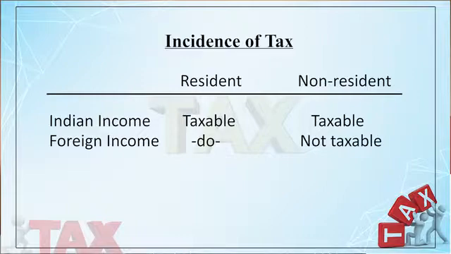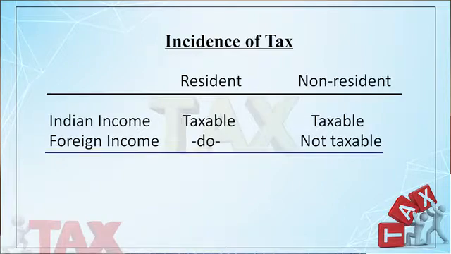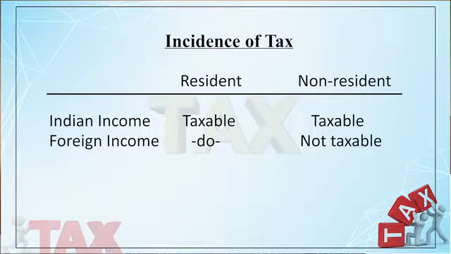From the table, it is clear that Indian income is taxable both in the hands of the resident and non-resident, but foreign income is taxable only in the hands of the resident. From the table, you can see we have two statuses, resident in India and non-resident in India, and two types of income, Indian income and foreign income. Indian income is taxable in the hands of resident in India and non-resident in India. So, in both cases, Indian income is taxable. But foreign income is taxable only in the hands of the resident in India.